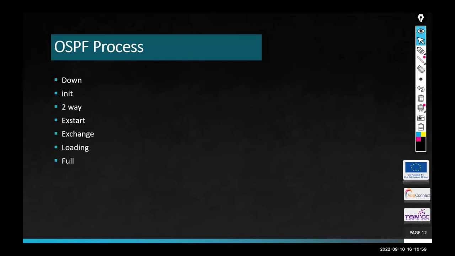Now, if you check the OSPF process for building the neighborship or exchanging the database with each other, there are mainly 7 stages. I will discuss them one by one. The first one is called down, then init, 2-way, exstart, exchange, loading and full.